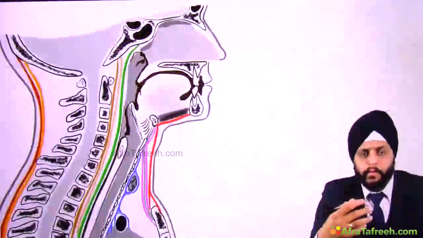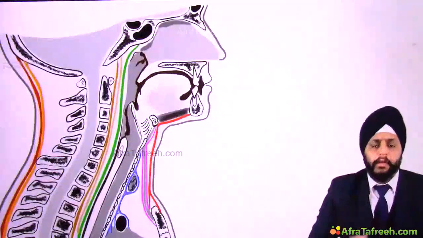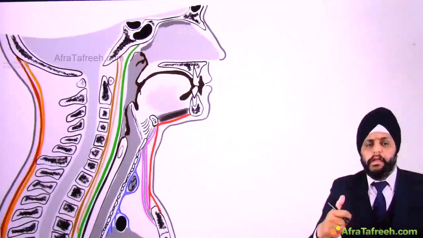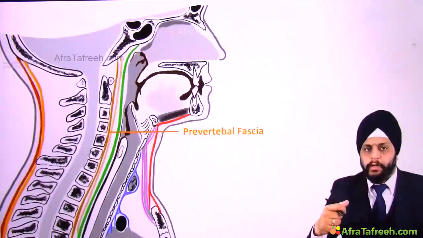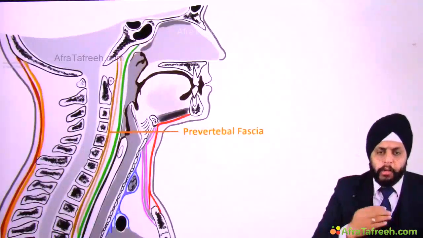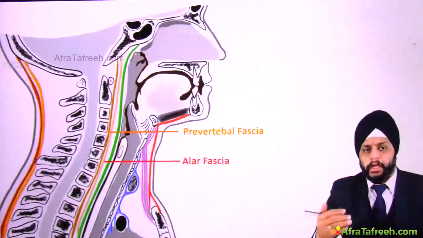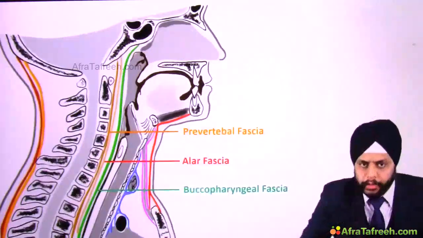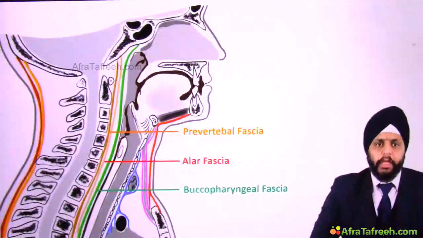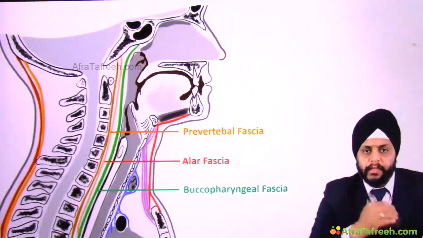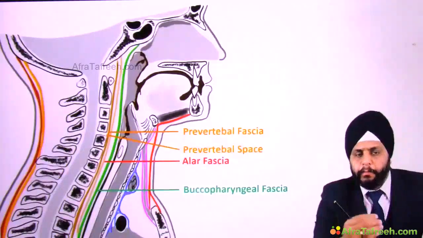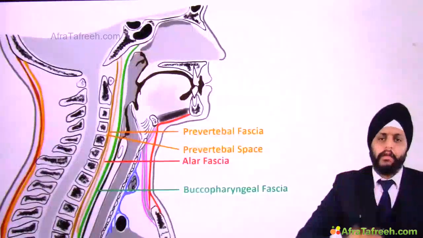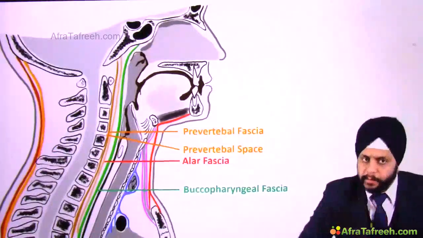And these spaces we have already discussed. Remember, we discussed it multiple times. Just for revision, I am telling you, anterior to vertebra, we have the prevertebral fascia. Anterior to the prevertebral fascia, we have the alar fascia. And anterior to the alar fascia, we have the buccopharyngeal fascia. Right? Okay. So between the vertebra and the prevertebral fascia, we have the prevertebral space. Along the entire length of the vertebral column, we have the prevertebral space.